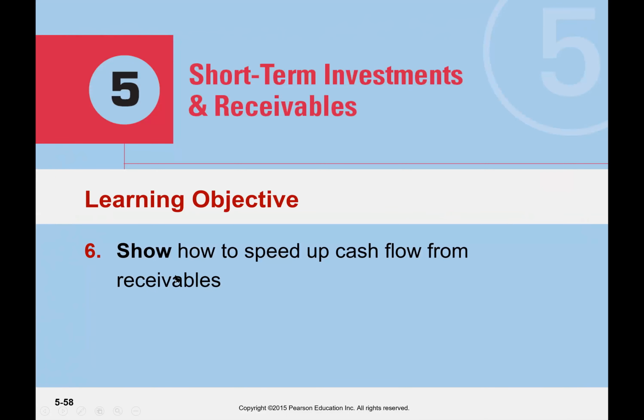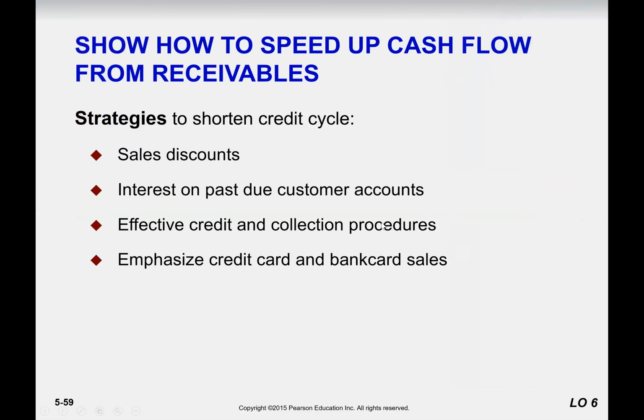So the second last, maybe our objective, is to show how to speed up cash flow from receivables. There are some strategies to shorten the credit cycles. Remember that the aging shows that the longer the period, the higher the chances of default. So it's better to collect your money as soon as possible. So there are some strategies.